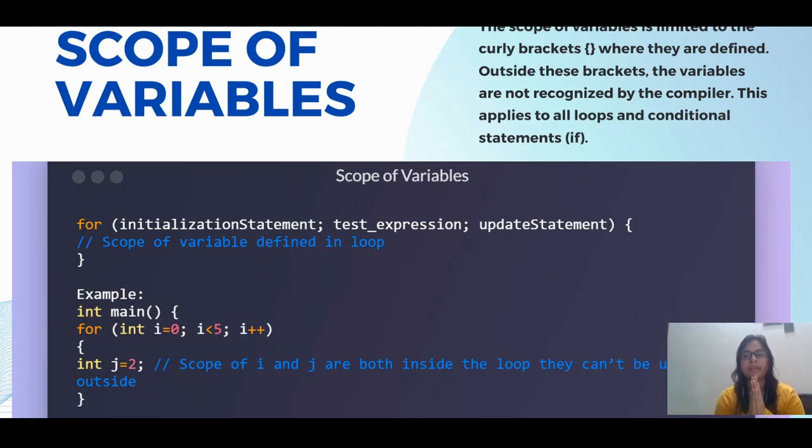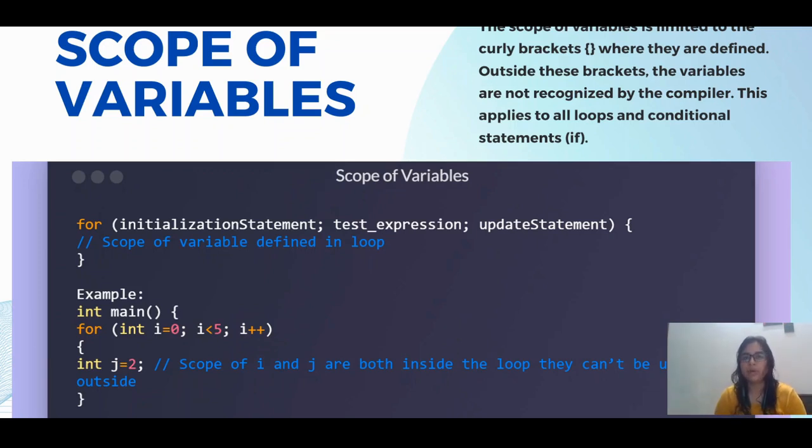Now, what does scope of variables mean? Whenever you write a variable inside a particular block where curly braces have been defined, and inside that you specify the value of the variable, let's say i equals 0, then within those curly braces the value of i equals 0 is known. Outside those curly braces, the compiler is not aware of the value of i. That is called the scope of variables. So the scope of any variable is limited to the curly braces where we define it. Outside the brackets, these variables are not recognized by the compiler.